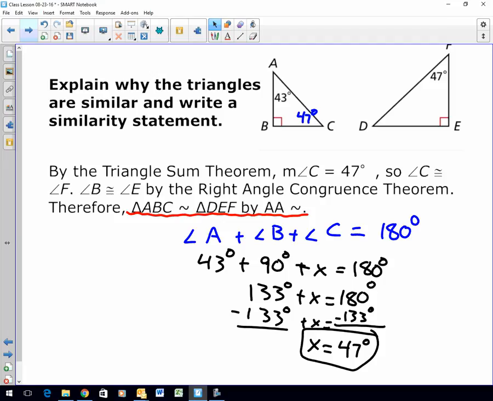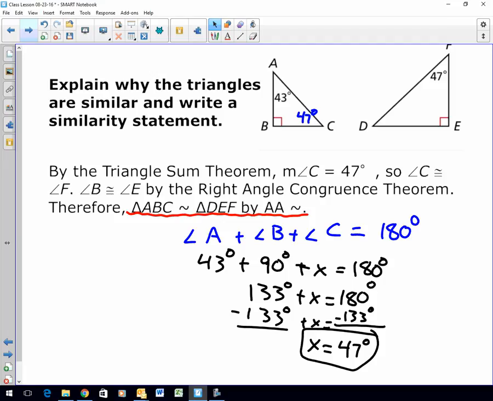That's the key word. Angle C is congruent to angle F. That's the common sense of the logic that we talked about, right? Once this one equals 47, it's now congruent to that angle, correct? See the logical leap there, right?